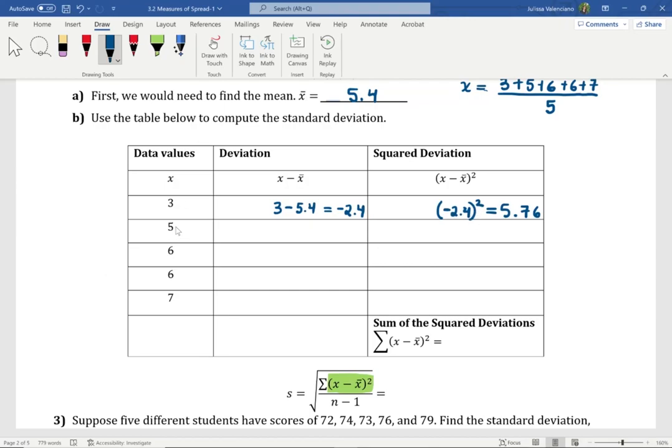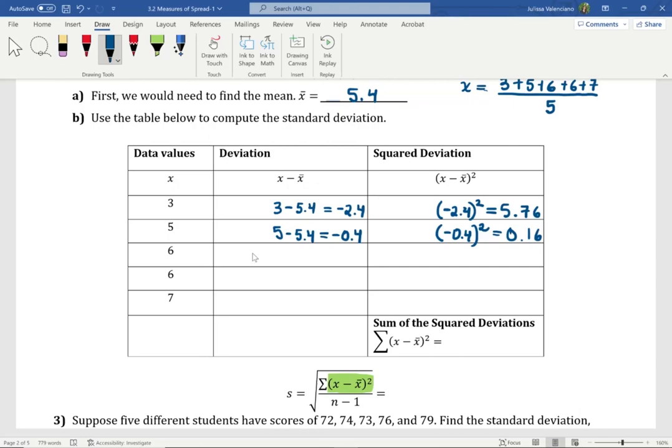Let's move on to the next x value. We have 5 minus x bar, which is equal to negative 0.4. Now that we have the deviation for this x value, we need to square the deviation. So let's take negative 0.4. Again, parentheses are needed. We're taking the square of this deviation. Negative 0.4 squared should give you 0.16.